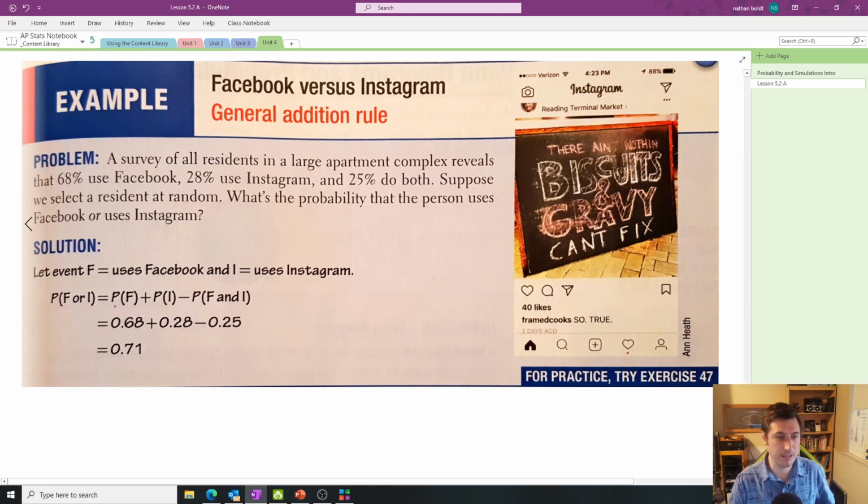So here's how they use the general addition rule. They take the probability of Facebook, which they gave us, 68%. The probability of Instagram, which they gave us, is 28%. But remember that double counts the people that use both. So we have to subtract off one of those double counts, the probability of Facebook and Instagram, which is 25%. And we get the people that use one or the other or both is 71%. I hope that makes some sense, ladies and gentlemen. A few probability rules for you.